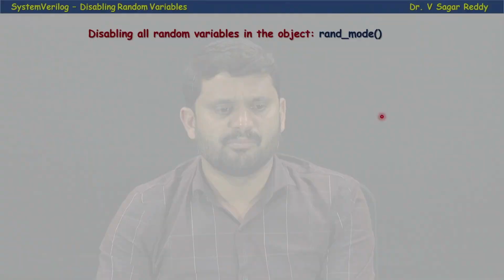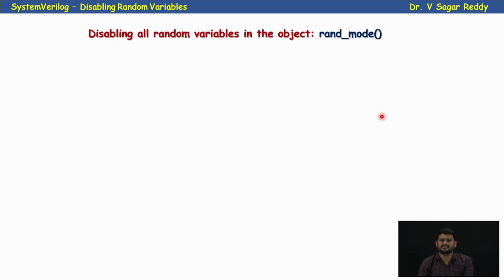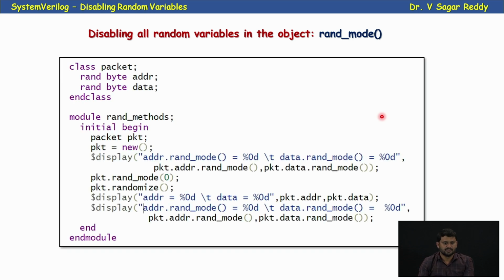And we'll see some examples, right? Disabling all random variables in the object. We can make all random variables inactive. See in this example, I define one packet class having 2 random variables, address and data, byte type. I create one module, rand_methods. In the initial begin, I'm declaring one handle, pkt, of type packet, and also creating an object of the packet class.